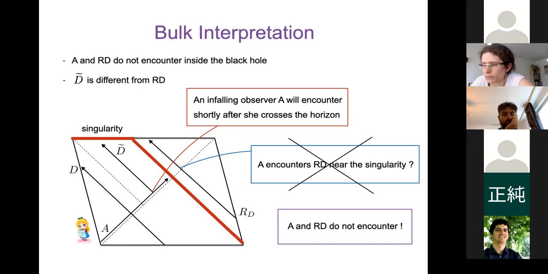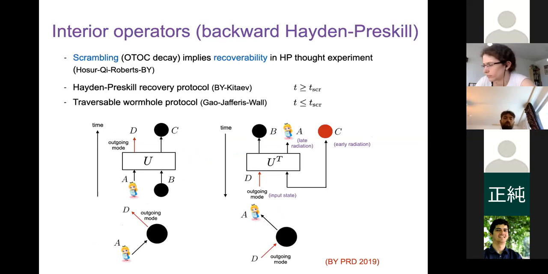Okay, so far I have argued that the interior operator changes dynamically from RD to D tilde due to back reaction. In fact, it is possible to give an explicit construction of interior operators. And here, our goal is to find which mode D is entangled with inside A bar and C. And interestingly, this problem of constructing the interior operator can be viewed as the Hayden-Preskill problem or the information loss problem, but running backwards in time.